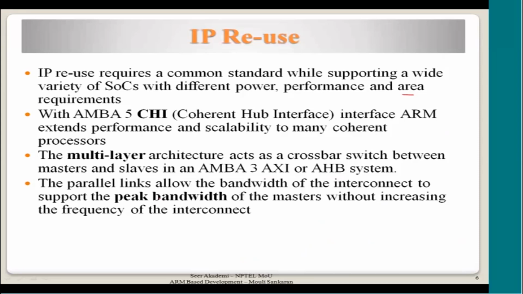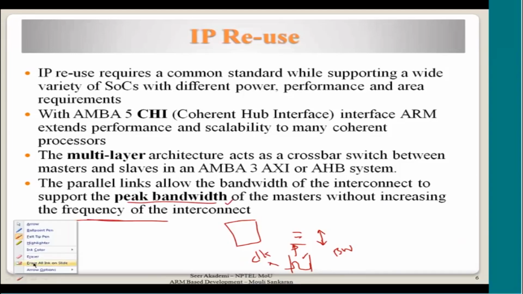So the parallel links allow the bandwidth of the interconnect to support the peak bandwidth of the masters without increasing the frequency of the interconnect. See, when you have multiple layers, then you can increase the data width. Once the data width is increased, then without increasing the clock rate, the bandwidth can be increased, because within one clock cycle so much data is getting transferred. So we get the peak performance, peak bandwidth, without increasing the frequency of the interconnect. So that can be achieved.